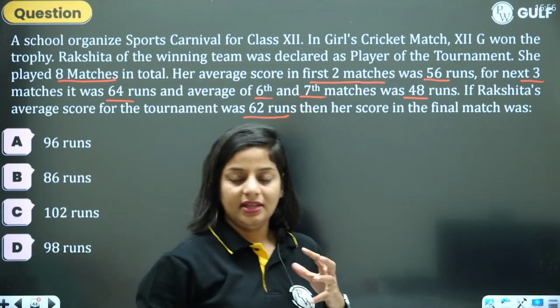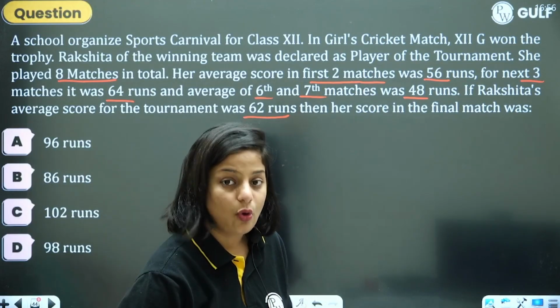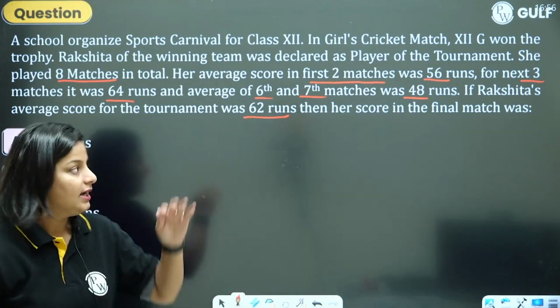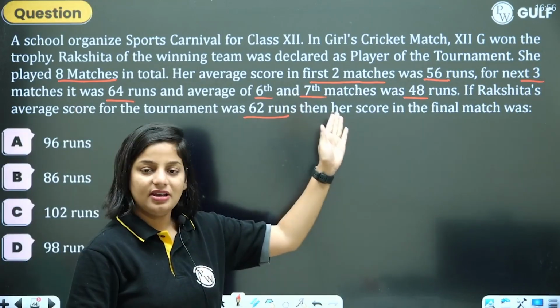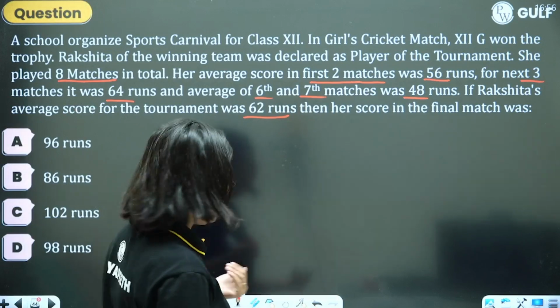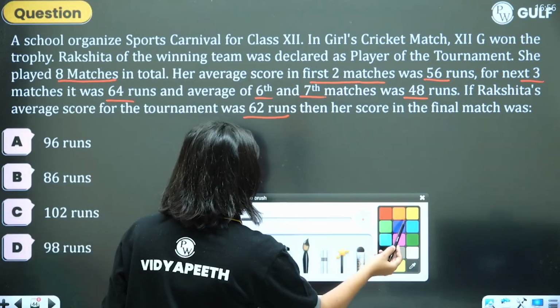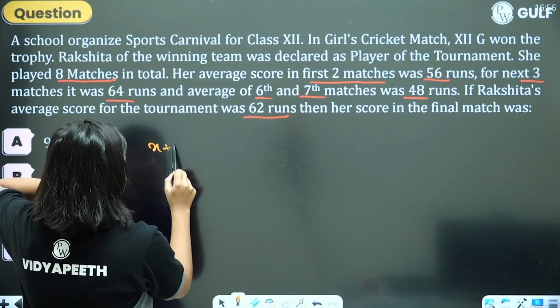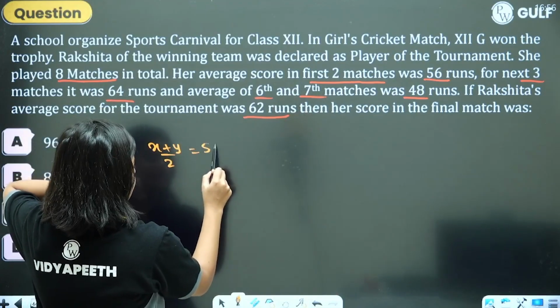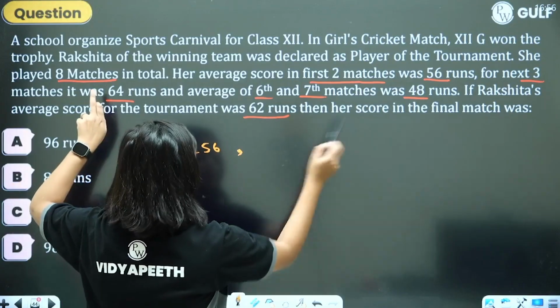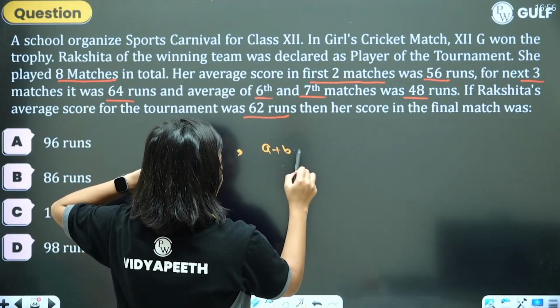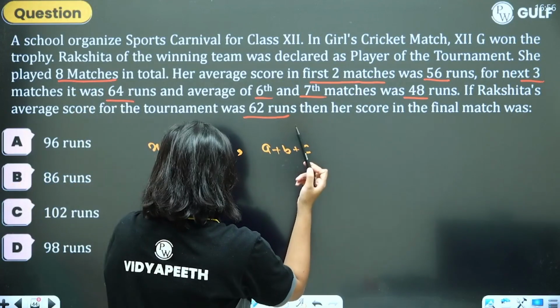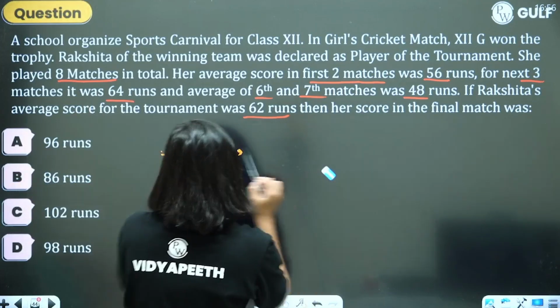So now in this question it's talking about average already, and most of the students will add all of them and take the general average, which is a wrong method. You need to understand there is a difference between them. So average of first 2 matches is 56. Similarly, average of next 3 matches, let's call them as ABC. You can number it as 1, 2, 3 also. Chalo.